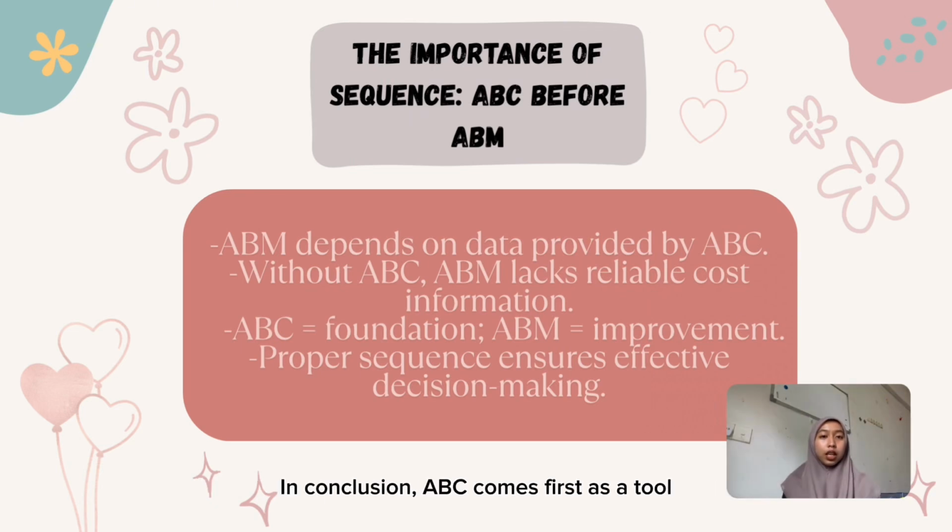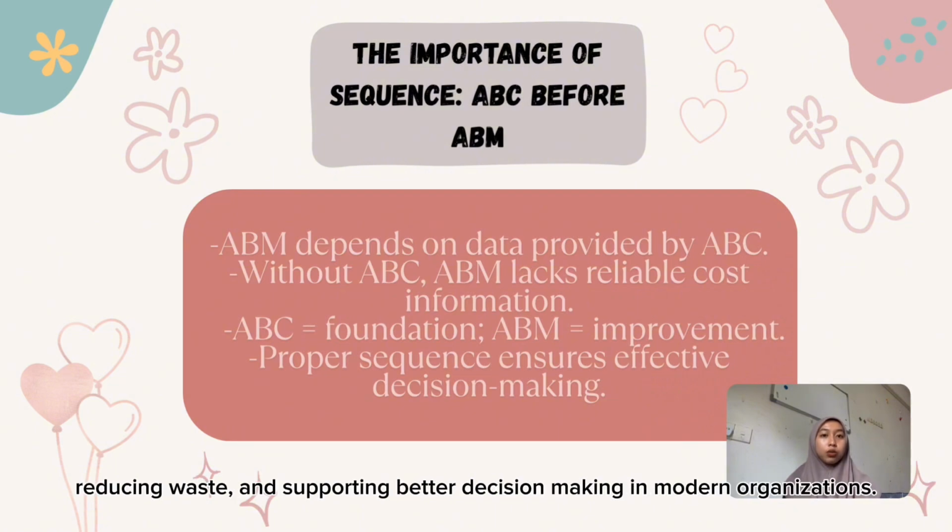In conclusion, ABC comes first as a tool for cost identification and allocation. ABM follows as a method for using that information to manage and improve operations. Together, they form a powerful framework to enhance efficiency, reduce waste, and support better decision making in modern organizations.